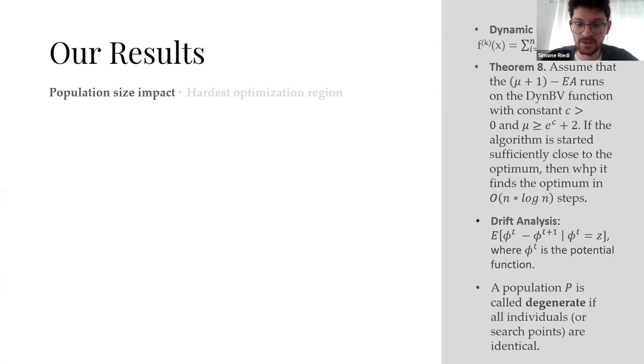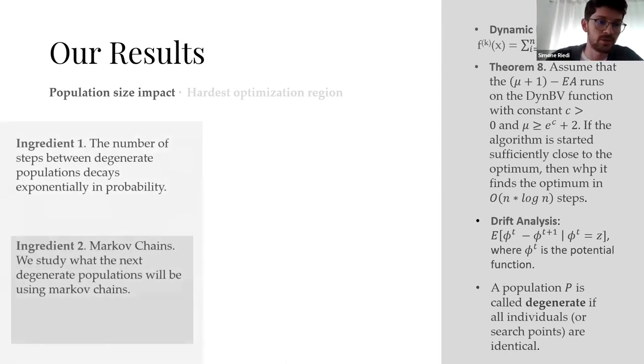So I already suggested that we can study degenerate populations. And the reason why we can do this is because of ingredient one, which says that the number of steps between degenerate populations decays exponentially in probability. This means that the number of time steps between two degenerate populations is usually very small, and studying the drift between them can be done.